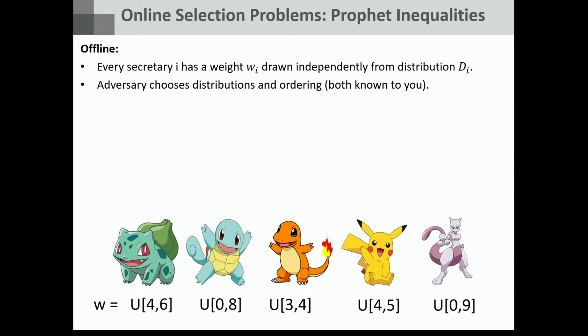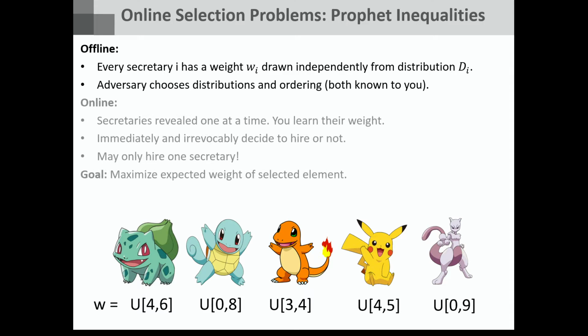Okay, so secretary problems are what we're going to study in the second half. What we're going to study in this half are called prophet inequalities. Here basically the roles of the randomization and the adversary are switched. What's going to happen offline now is that every secretary has a weight drawn independently from some distribution. The adversary gets to choose the distributions and the ordering, but the distributions are known to you. So that's where you get some randomness.